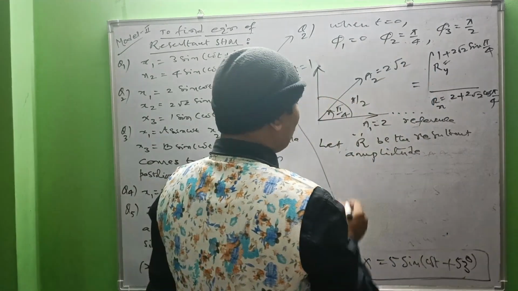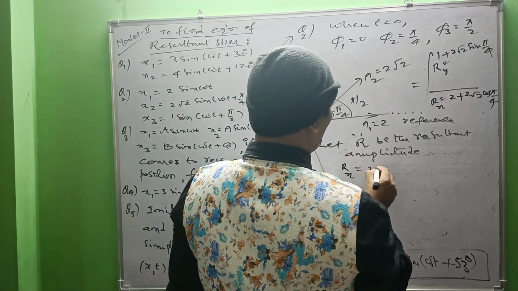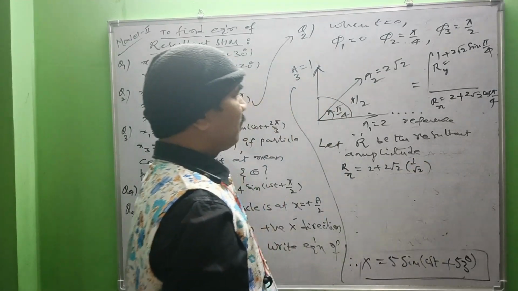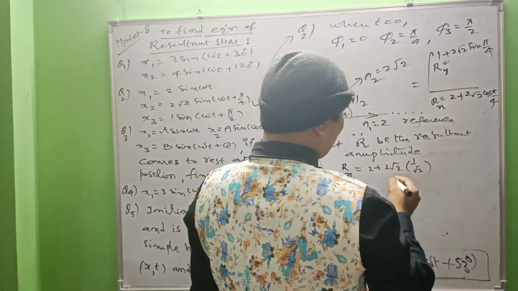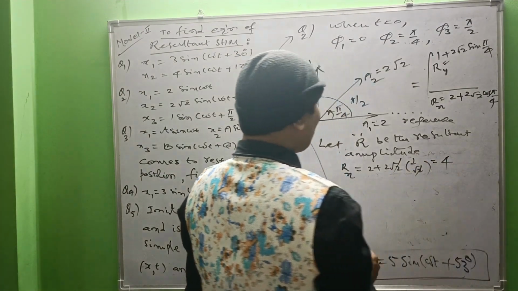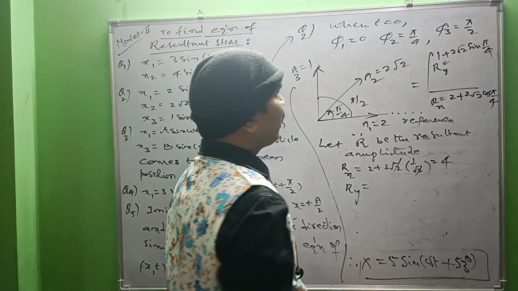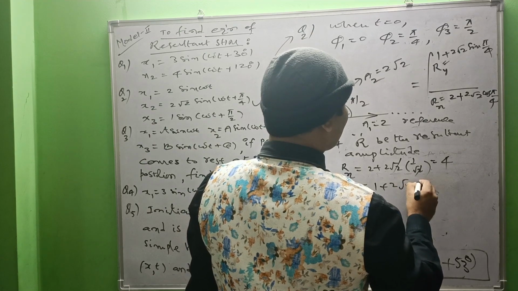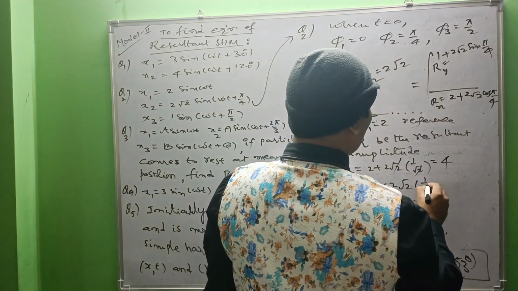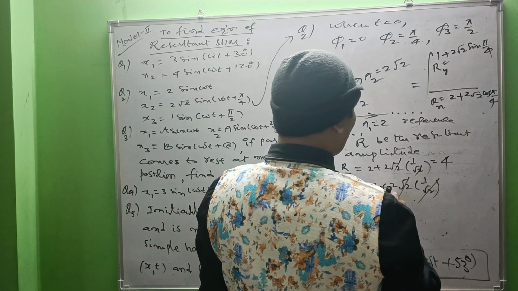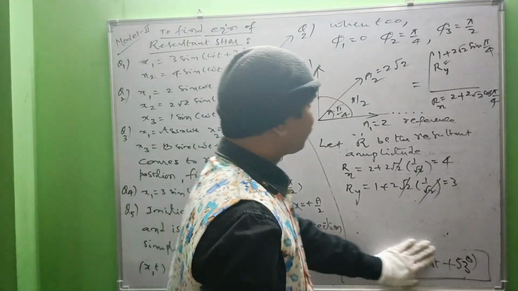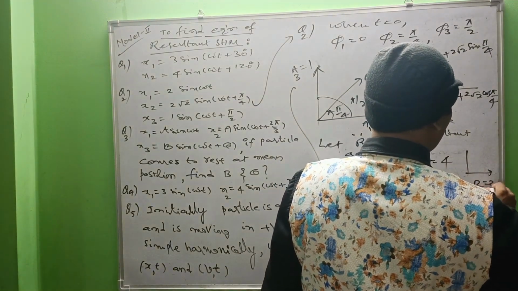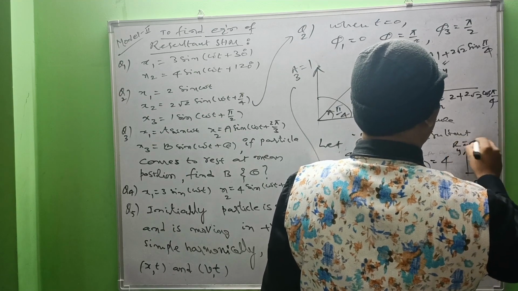Now Rx means what? Rx equal to 2 plus 2 root 2 into cos pi by 4, which is 1 by root 2. So root 2 cancels, and we are left with 4. Similarly, Ry equal to 1 plus 2 root 2 sine pi by 4, again 1 by root 2. Root 2 cancels, and we are left with 1 plus 2, that is 3. So Rx equal to 3, Ry equal to 4.